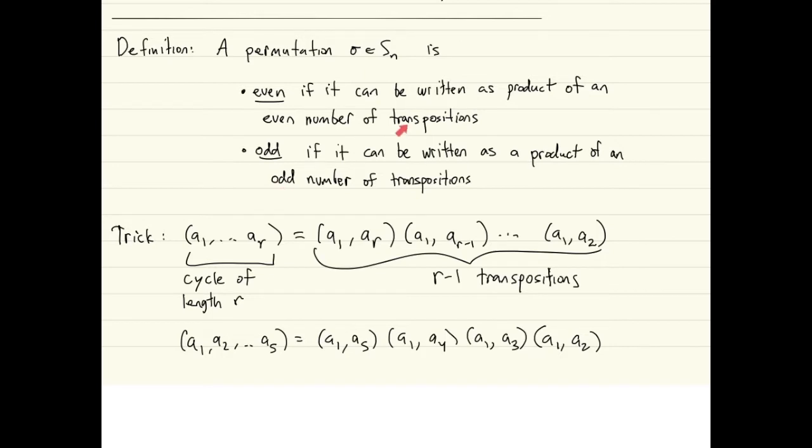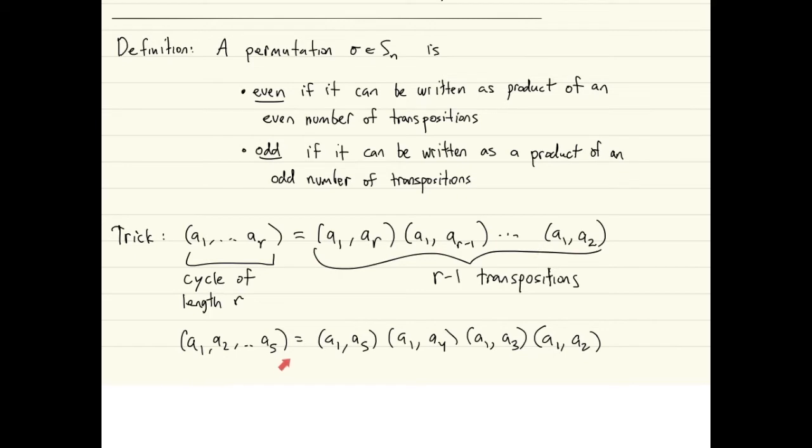So remember that transpositions are cycles of length 2. They just transpose or switch two elements. And we've seen that for any cycle of length r, there's a trick to write it as a product of transpositions. It turns out it can be written as a product of r minus 1 transpositions. Namely, you use this trick here.